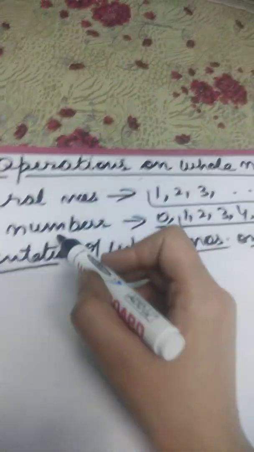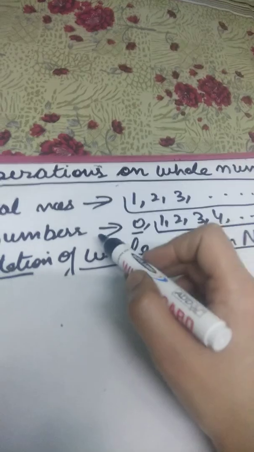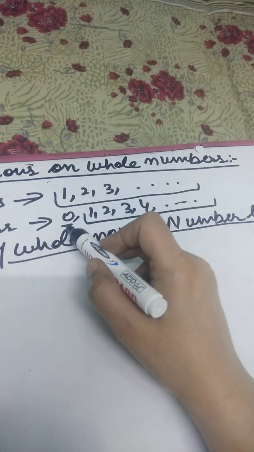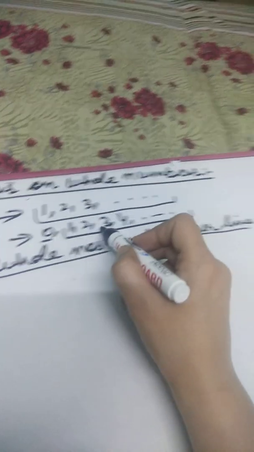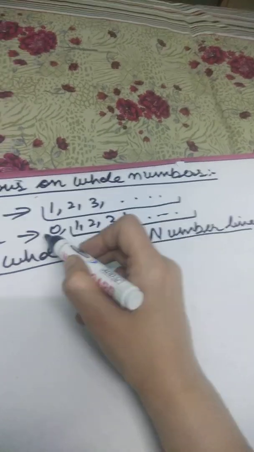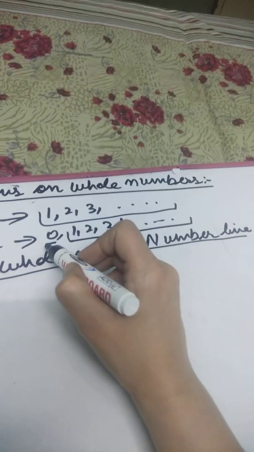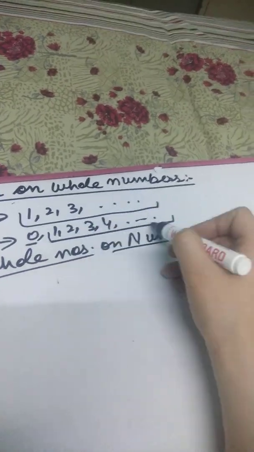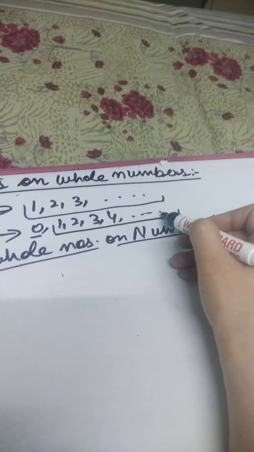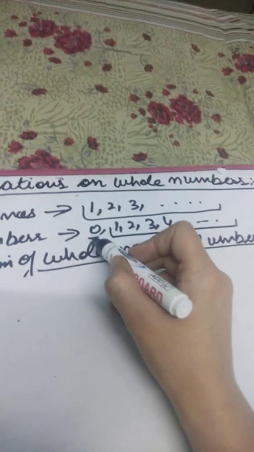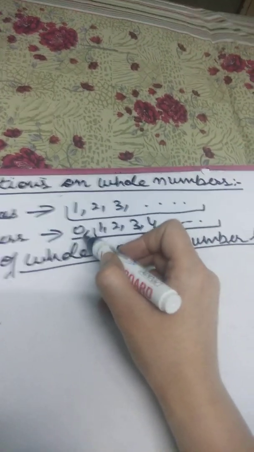So next we have the whole numbers. All natural numbers together with 0 are called whole numbers. So if you see here, we have 0 and all the natural numbers are also with it. All these numbers together, 0 and all these counting numbers, are called whole numbers. The smallest whole number is 0. Again the same, we don't have any largest whole number.